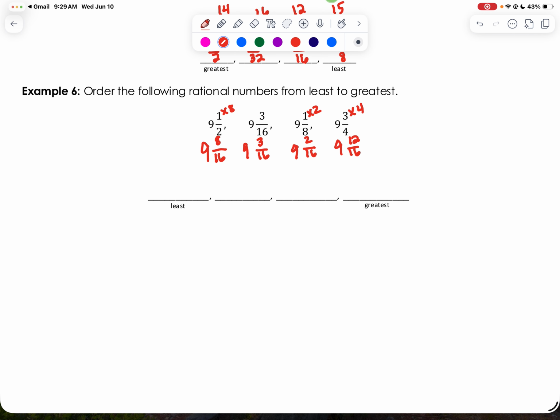Now I want the smallest numerator to go first. So that was 9 and 2/16, and that corresponded to 9 and 1/8. My second smallest numerator was 3, and that corresponded to 9 and 3/16. My next numerator was 8, which corresponded to 9 and 1/2. And my largest numerator was 12, and that corresponded to 9 and 3/4. And that concludes today's lesson, comparing and ordering fractions.